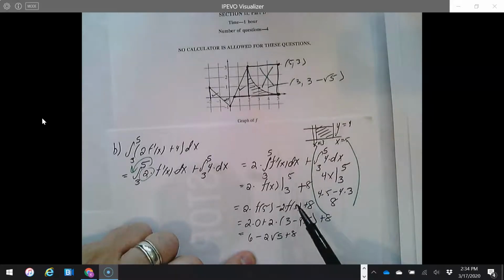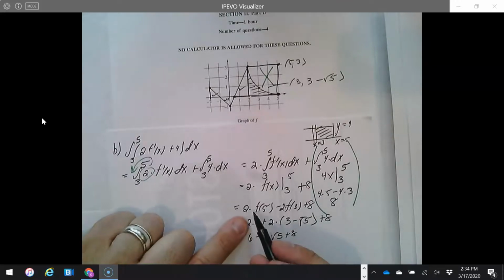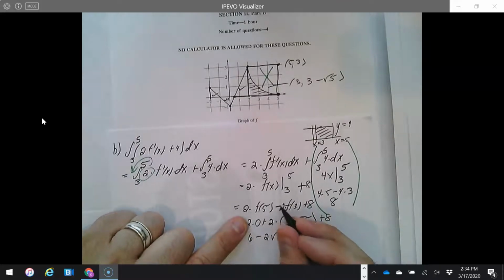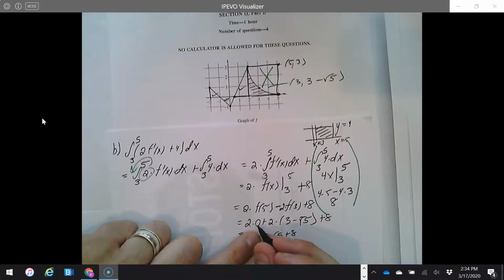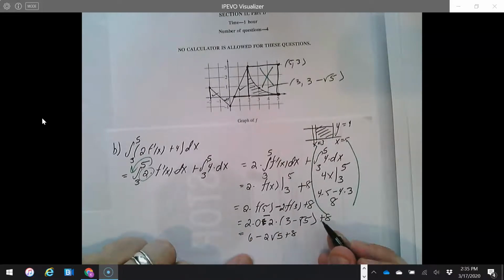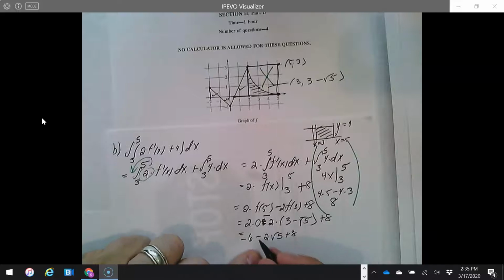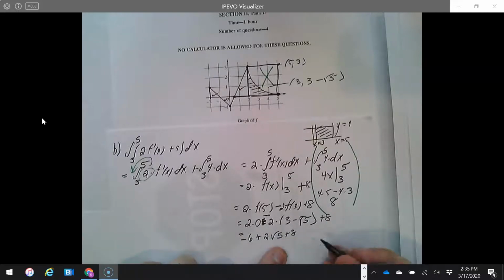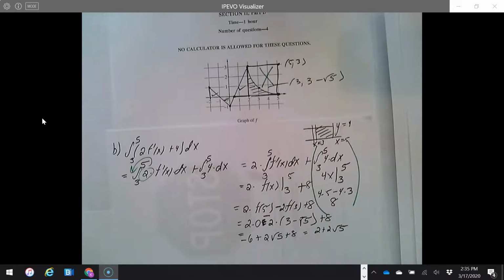Oh, that's why. Sorry, friends. 2 times f of 5 minus 2 times f of 3. F of 5 is 0, so 2 times 0 minus 2 times f of 3. So this would be minus 6 plus 2 square roots of 5 plus 8. Simplify that, and that is going to be 2 plus 2 square roots of 5.